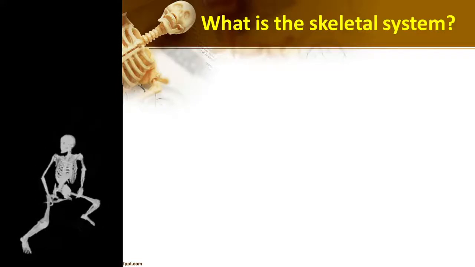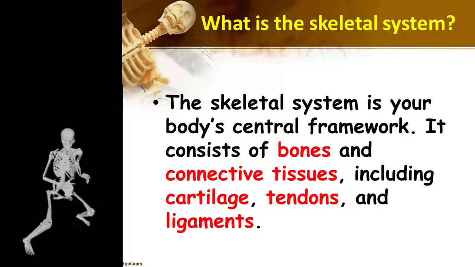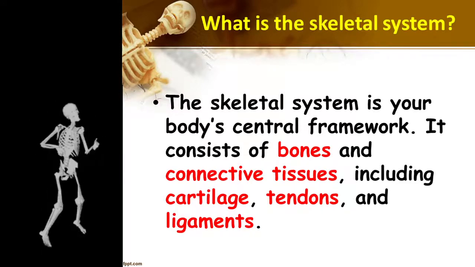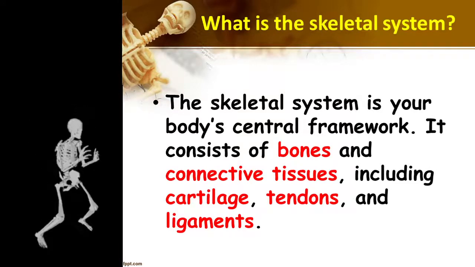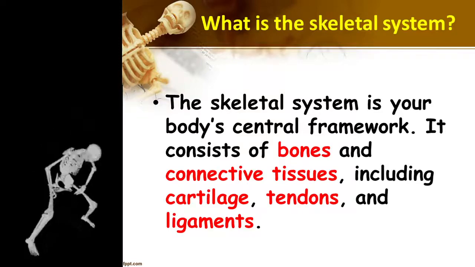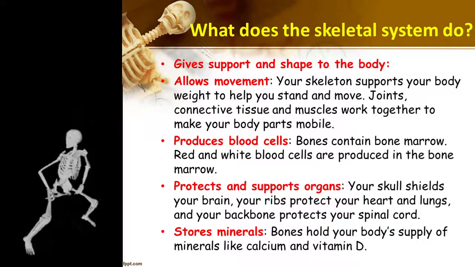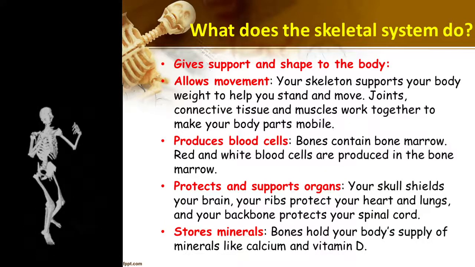What is a skeletal system? The skeletal system refers to the bones as well as the connective tissues like the cartilage, tendons, and ligaments. And the skeletal system serves as the body's central framework. What does the skeletal system do?